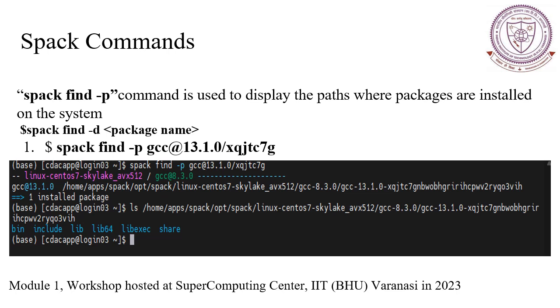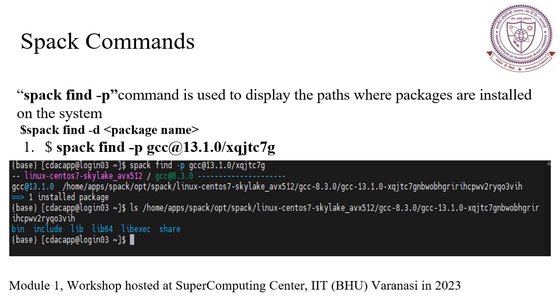So Spack find -p GCC@13.1.0 slash its hash name. Then it shows where the bin file, the include file, and the lib file are. So it gives the path. This is the path where, if we list it out using the ls command, we can see all these packages are available here.